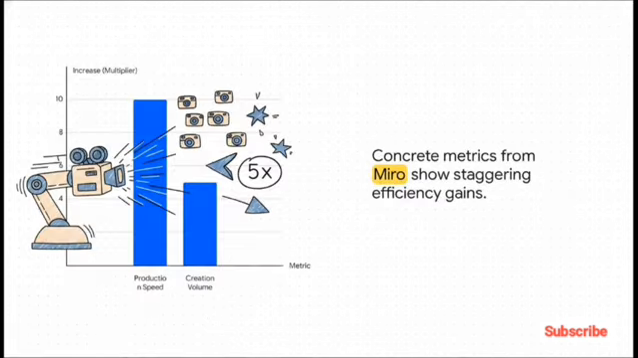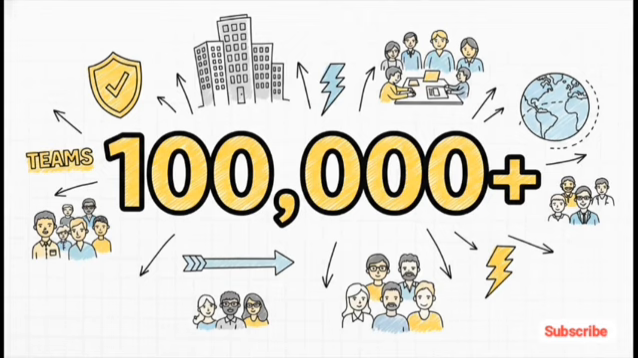And this isn't just theory. Check out these actual numbers from Miro. They saw a 10 times increase in their video production speed. A 10 times! And a 5 times increase in the sheer volume of videos they could create. That's not just an improvement, that's a massive, massive gain in efficiency. And get this, over 100,000 teams are already using this stuff. This is not some niche tool for a few early adopters anymore. It's a proven, reliable solution that some of the biggest companies in the world are using every day.